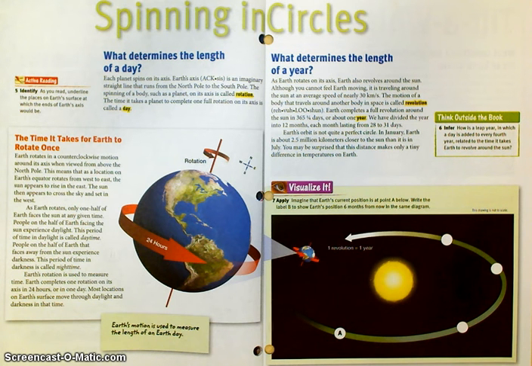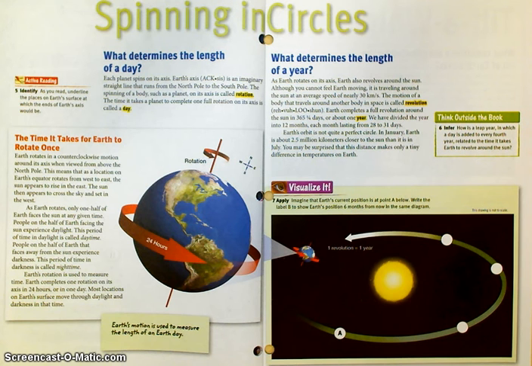The motion of a body that travels around another body in space is called revolution. So we, on the Earth, are traveling around the sun, so we are revolving around the sun. The Earth completes one full revolution around the sun in 365 and a quarter days, which is what we call 1 year. So it takes a year to revolve around the sun. It takes a day to rotate on our axis.